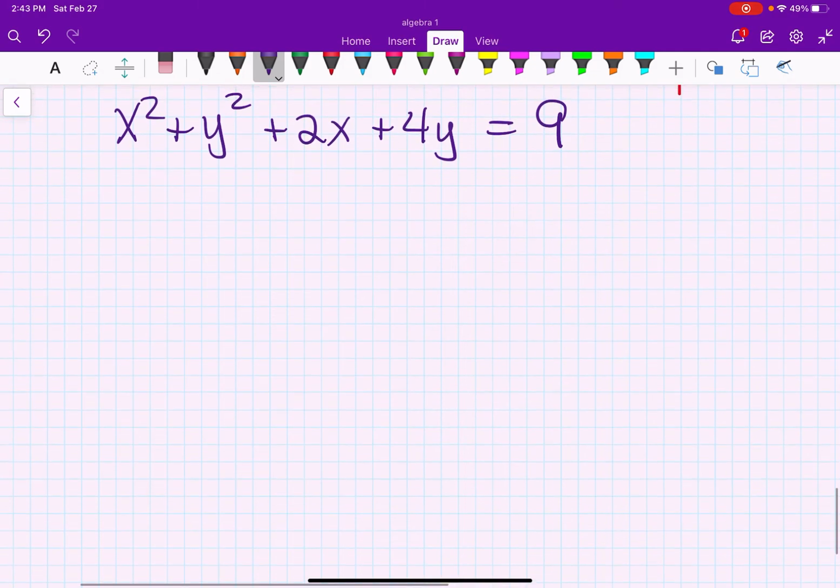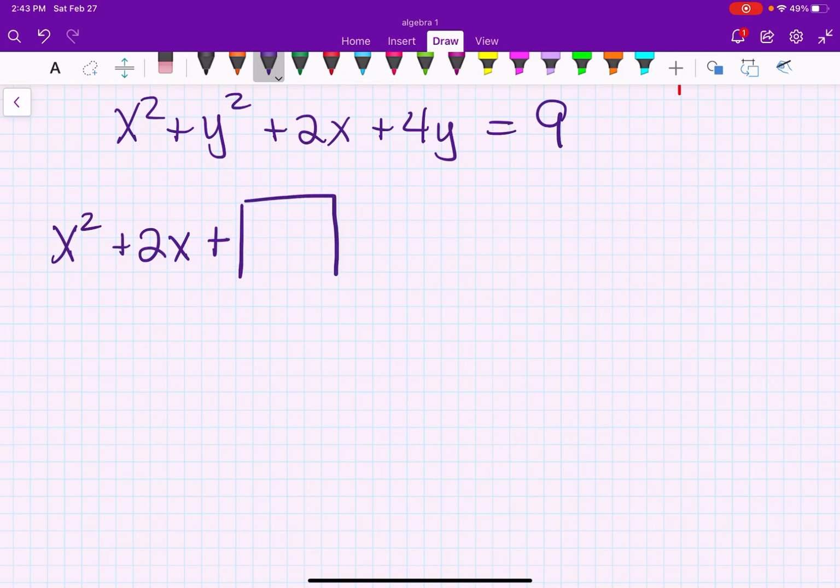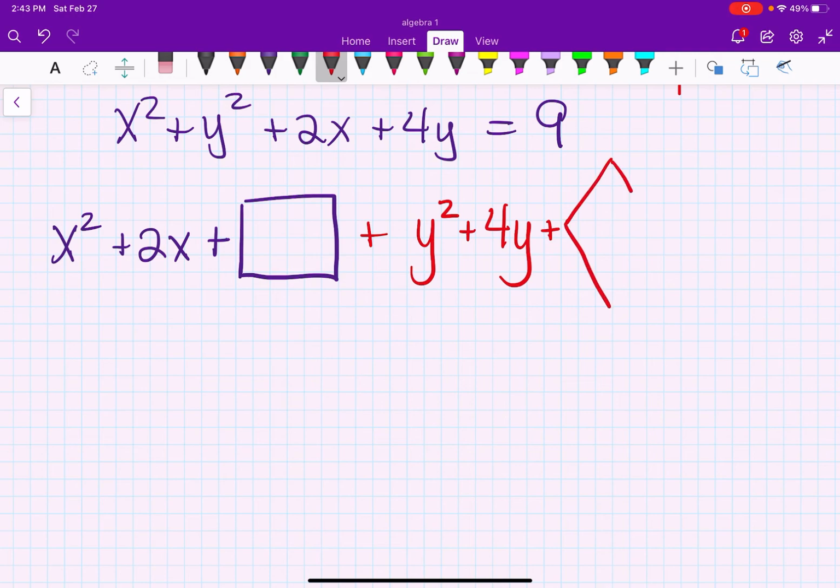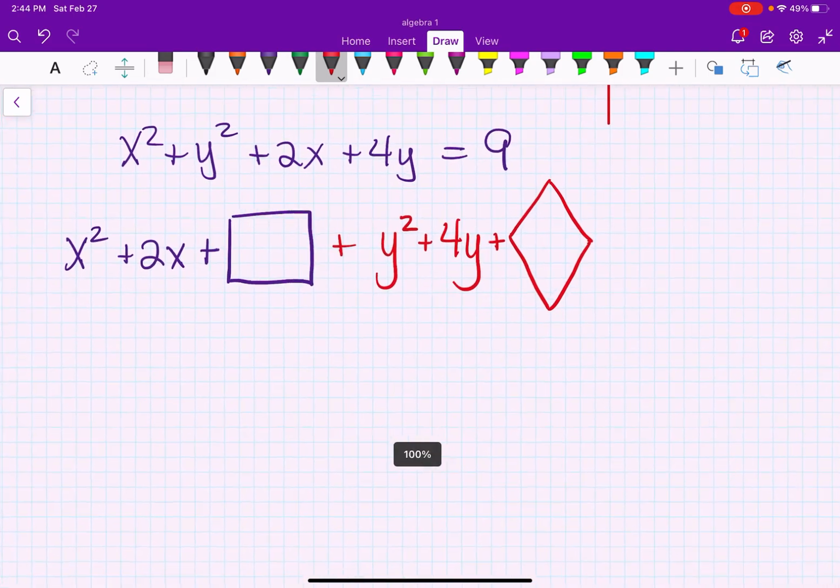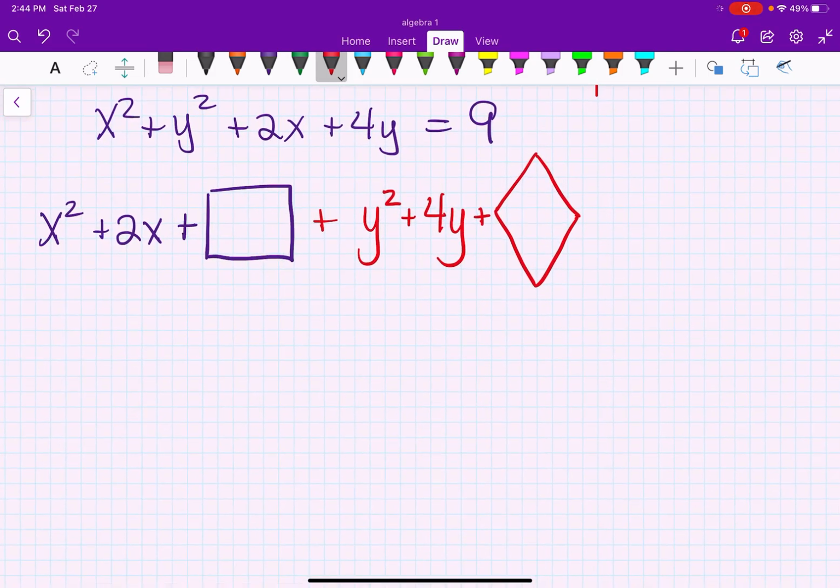So let's start putting it in the right form. I'm going to put x squared over here with this. I'm going to put the 2x next to the x, because that's what I'm going to use to complete the square, and I'm going to put my box. All right, now I'm going to deal with my y. So I have my y squared. I'm going to put my 4y next to that. You can use a different shape. I like to use a triangle. I know Miss Snowden used a diamond, and it actually gives you more shape when you do a diamond than a triangle.